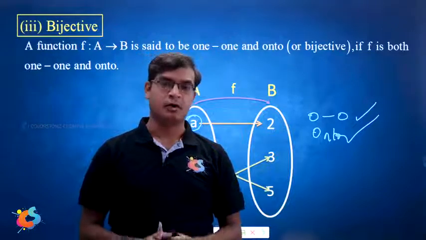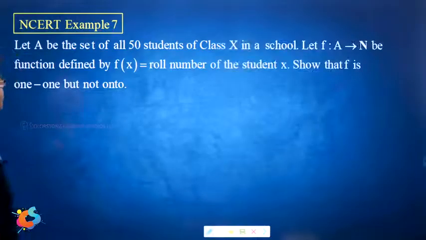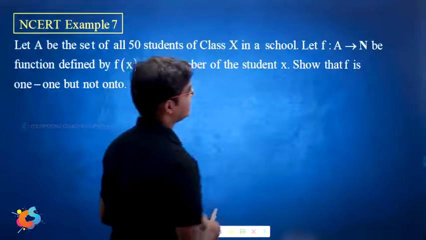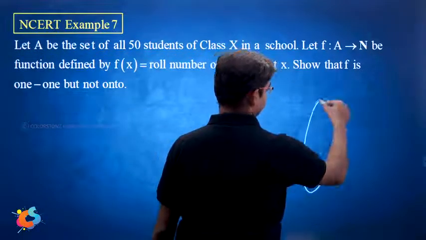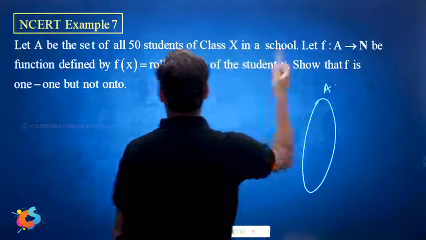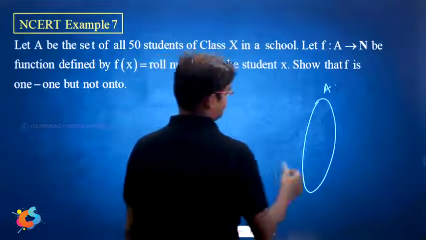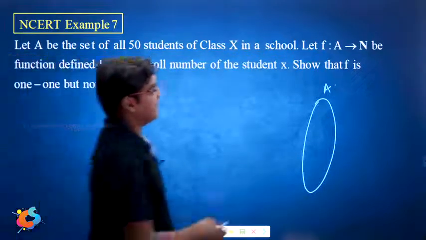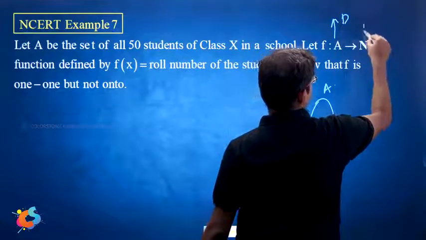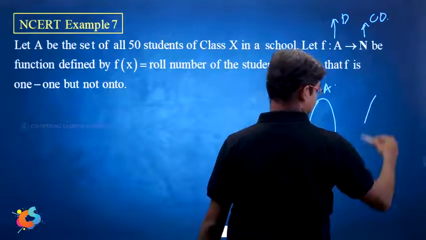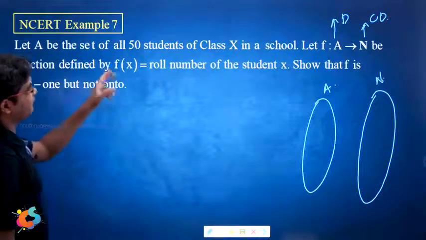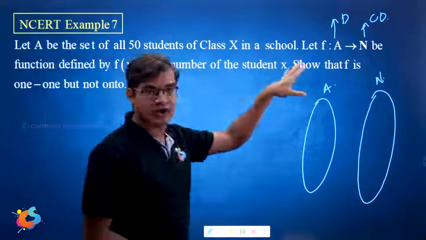Now let us do some problems. The first problem is NCERT Example 7. Let A be the set of all 50 students of class 10 in a school. So you have a set A which contains the students of class 10, and there are 50 students. Let f be a function mapped from A to N, so this is our domain, this is our codomain. Take the natural number set here. Let it be the function defined by f of x is equal to the roll number of the student x.